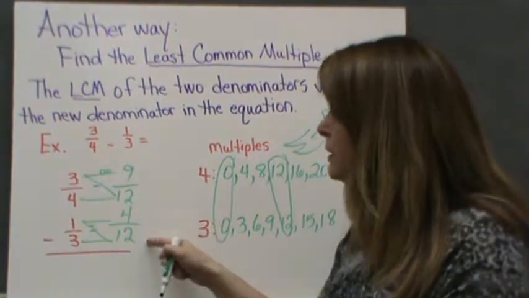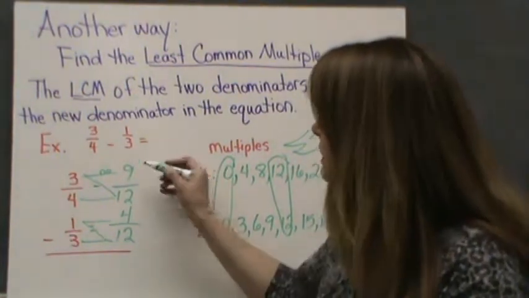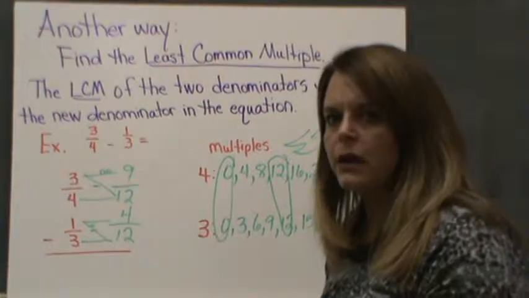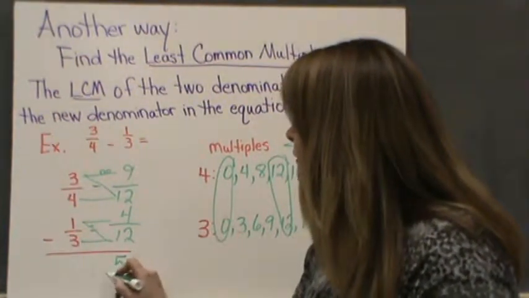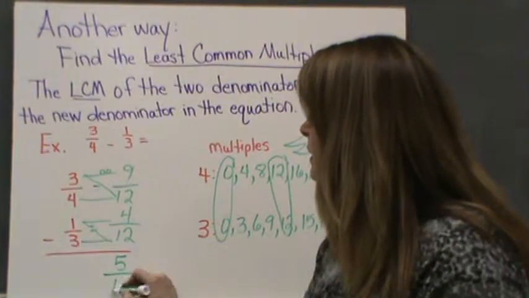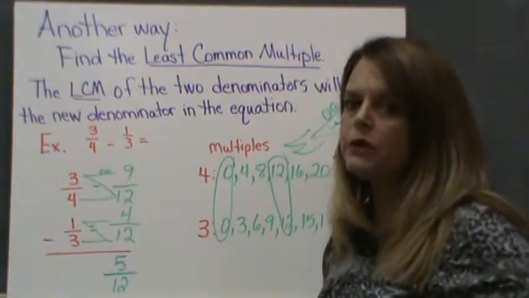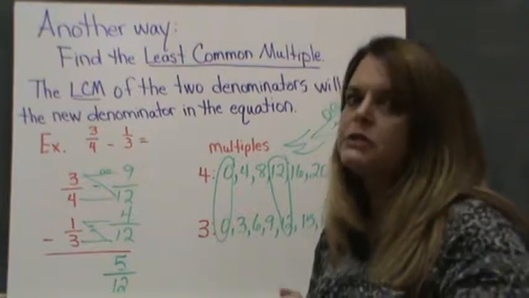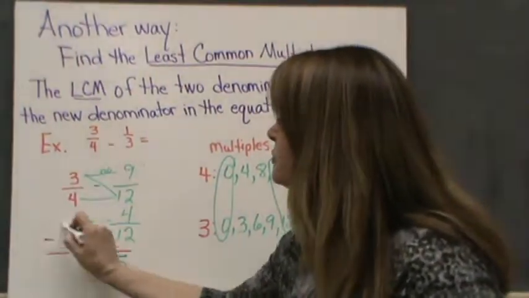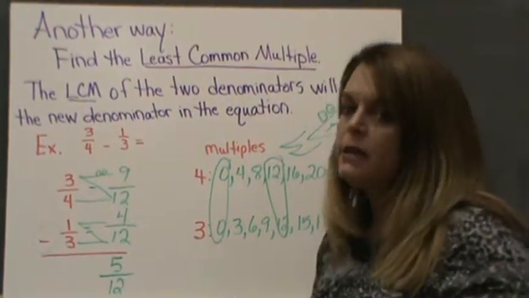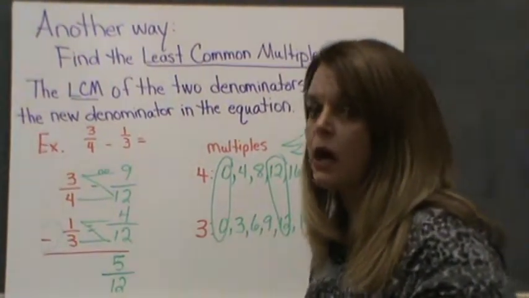Now that my denominators are the same, all I have to do is subtract my numerators. Well, 9 minus 4 is 5, and my denominator is 12. So it's very, very similar to adding fractions with unlike denominators. Just make sure you always check that sign so that you know you're performing the correct operation.